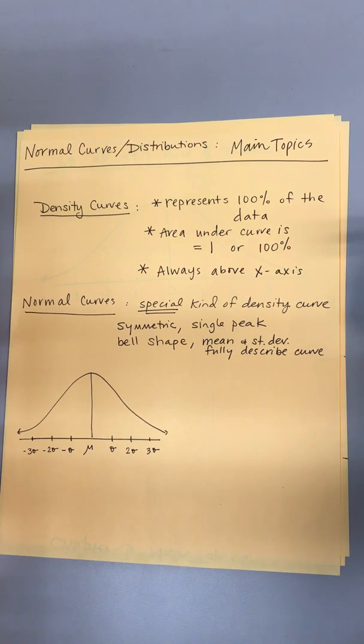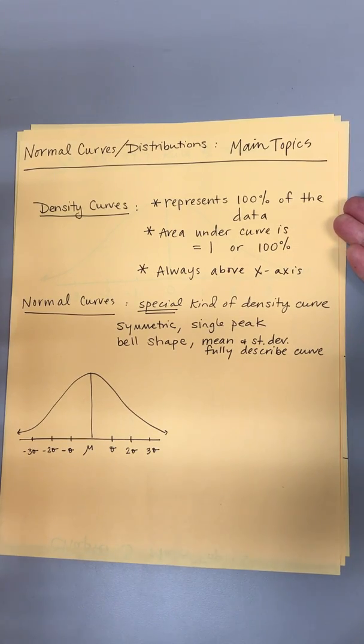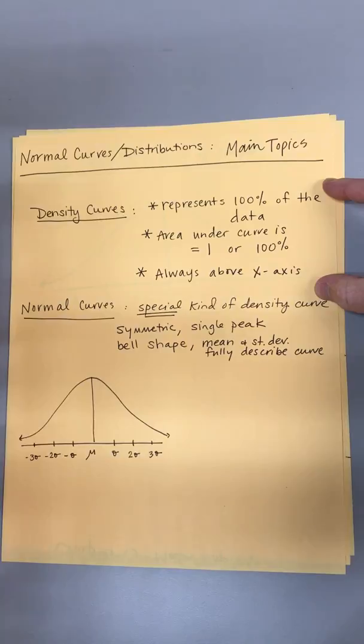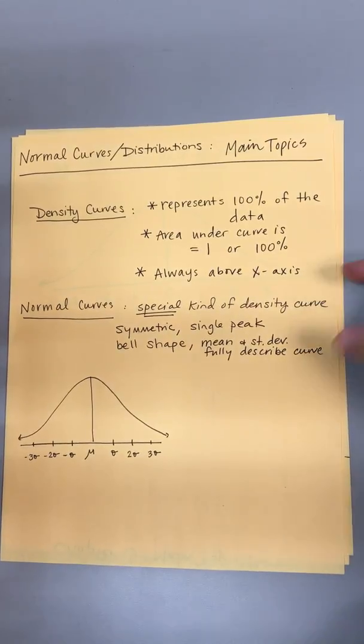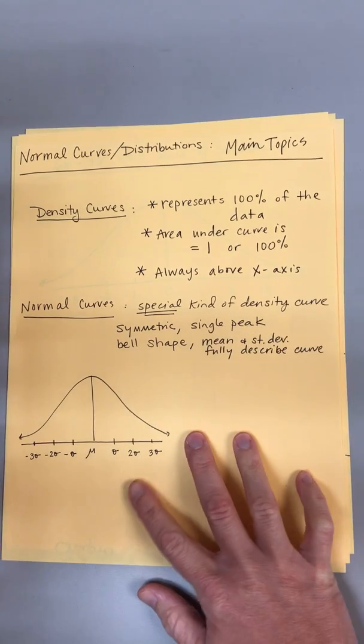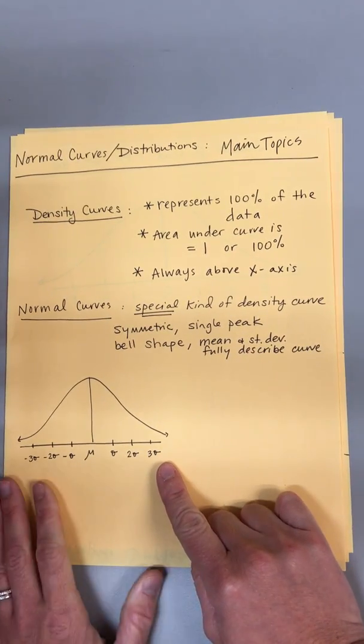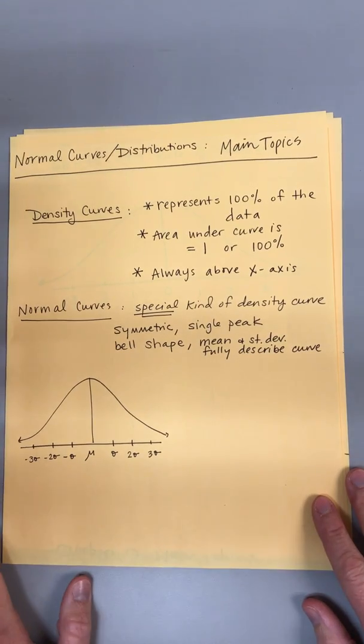Now these curves are not normal. They don't have to be, so they could look like a box, they could look like a skew and go up, but these are the three main ideas for density curves, and a normal curve is a special kind of density curve. The special kind of density curve is normal because of these qualities. It's perfectly symmetric, there's one single peak, it is shaped like a bell.